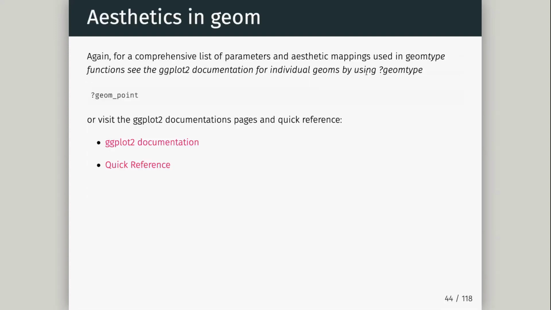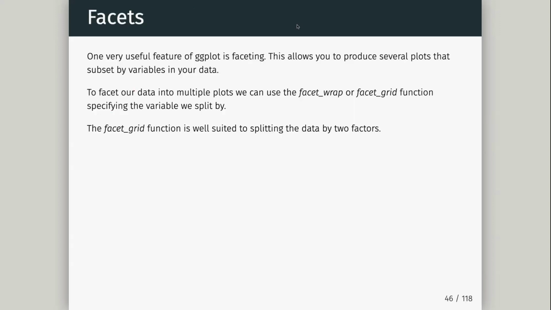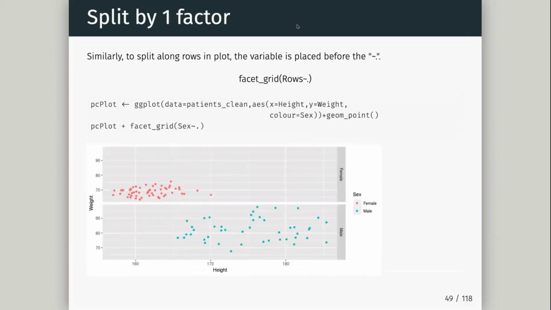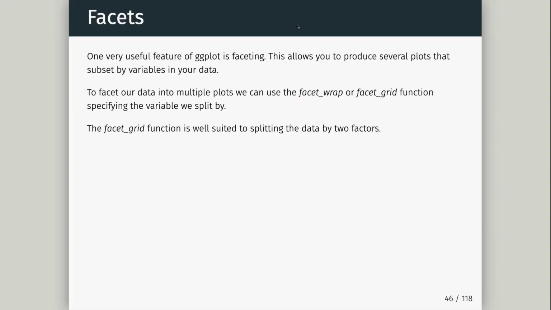So again, for a comprehensive list of the parameters and aesthetic mappings, if you do question mark geom_point, it will tell you what mappings are available to that particular geom. Let me just get a sense of where we are. Okay. So we can rapidly update the features of a plot, things like shape, color, depending on how we actually want our plot to look, and we can update our geoms, our types of plots, just as easily.